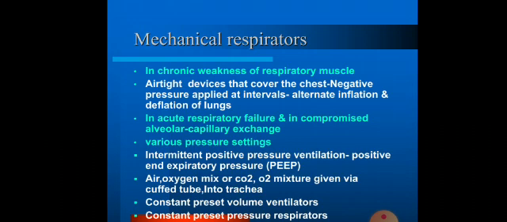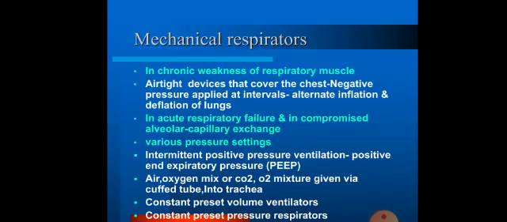of the respiratory muscle. Now when there is an acute respiratory failure, or in any kind of alveolar condition with very less alveolar capillary exchange, there are a lot of pressure settings or changes which are made. So it can be an intermittent positive pressure ventilation, where there is positive end expiratory pressure, which is called the PEEP. Now an air oxygen mix or carbon dioxide oxygen mixture is given by a cuff tube directly into the trachea. Now constant preset volume ventilators are there, and constant preset pressure respirators are also used. So I think that's about the mechanical ventilators.